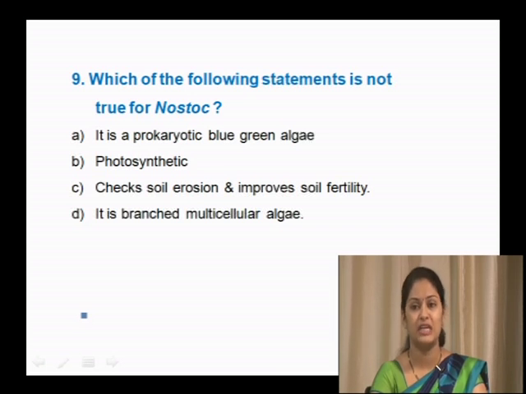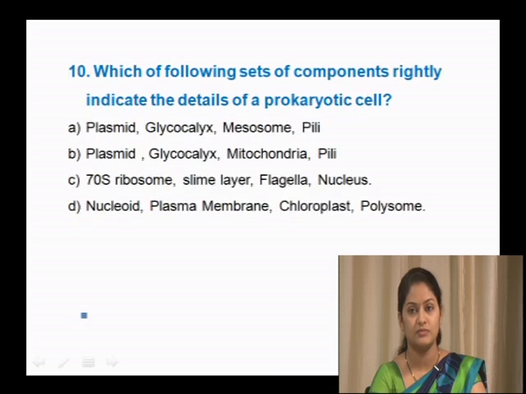The last option, D, is actually the right option. It is not the true property of nostoc because nostoc is unbranched and it is a unicellular algae which is colonial or lives in groups. Moving on to next question.